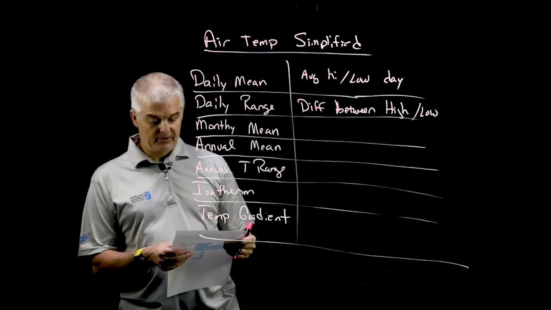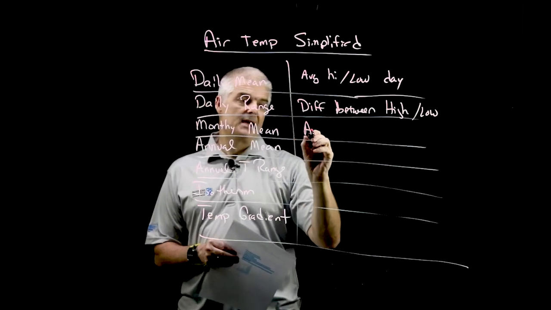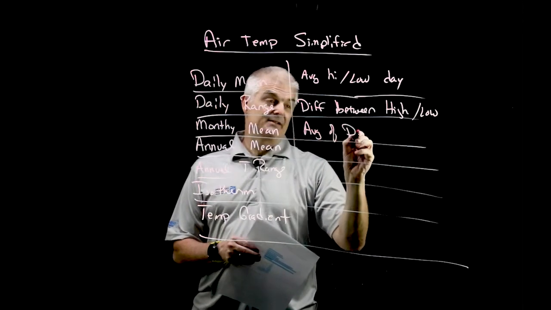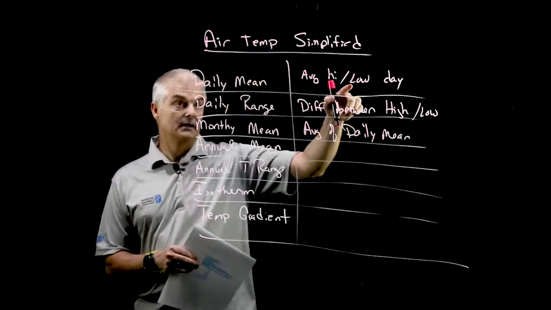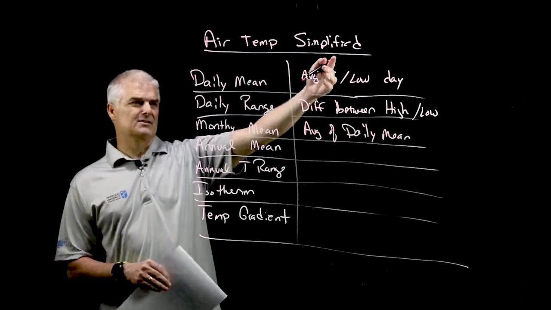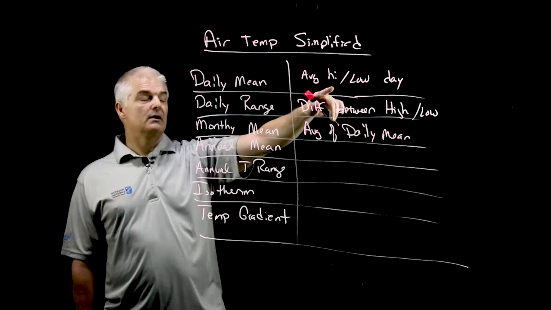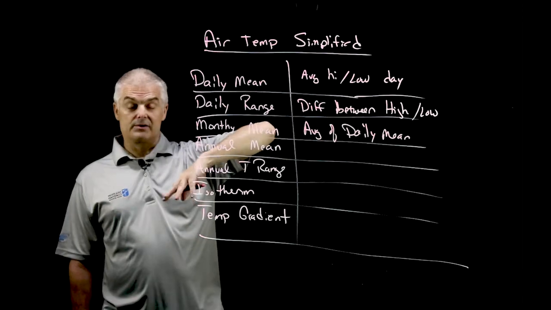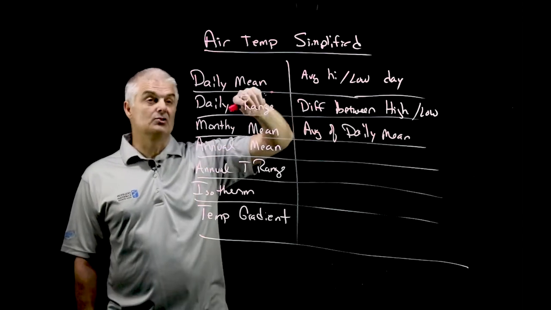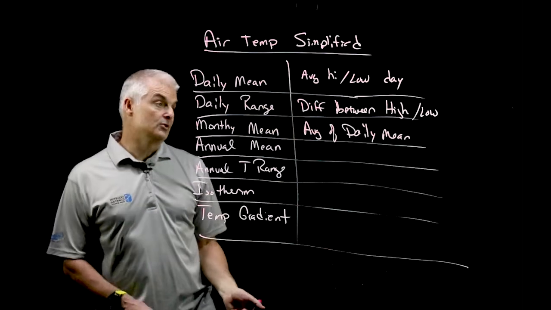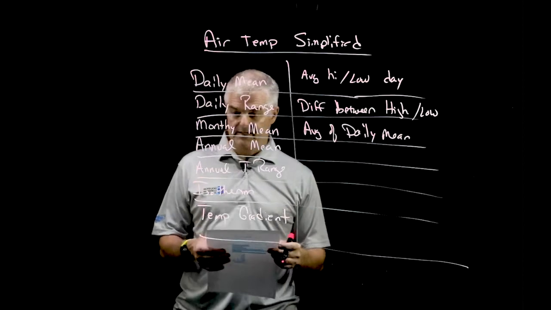The next one is the monthly mean. This is the average of the dailies. So we take the daily mean today, let's say it's 74, and then tomorrow it's 84, and the next day it's 72, and you add them all up over a month, and then you divide by 30 or whatever the number of days in that month.